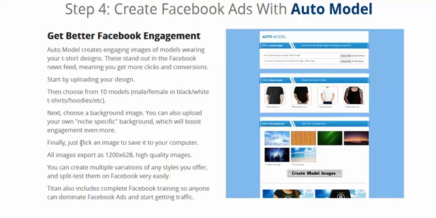Then we just click go and preview the images and save the ones that we like to our computer. All images export as 1200 by 628 high quality PNG files, which is perfectly formatted for the Facebook newsfeed. You can create multiple variations of any styles that you're offering, so hoodies, t-shirts, white tees, black tees, and then split test them very easily on Facebook to ensure that you get the maximum ROI.